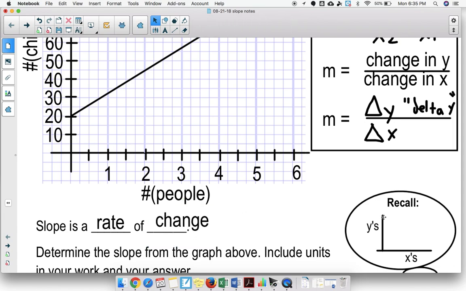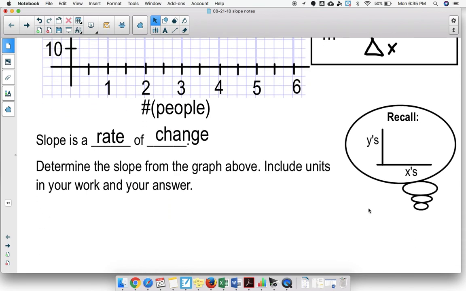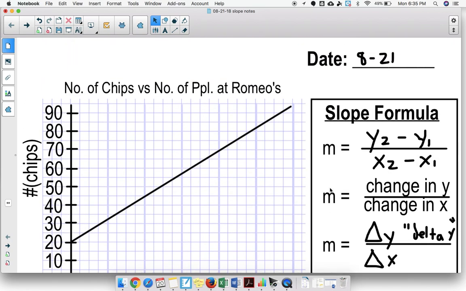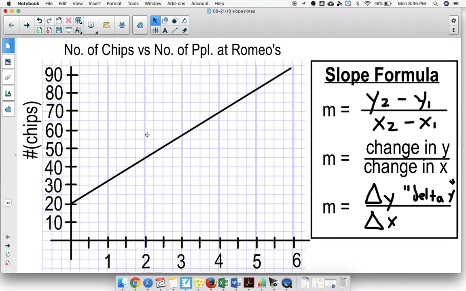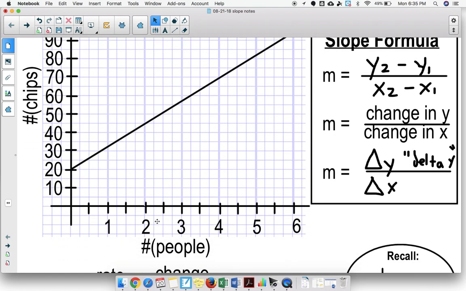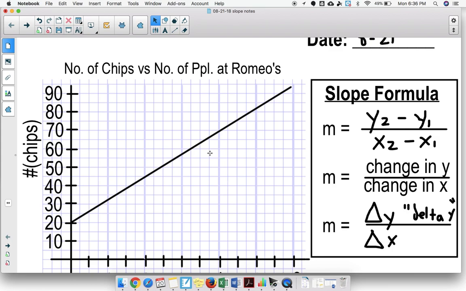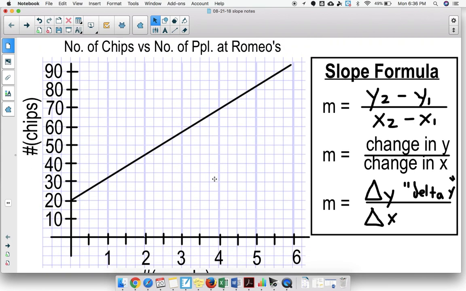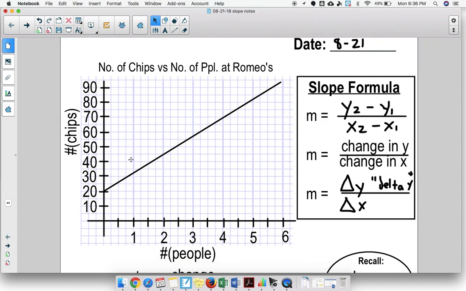I also put another visual off to the side to recall that the y values on our ordered pairs are vertical and the x values are horizontal. And then when we write our ordered pairs, we'll always write x comma y. Okay, so if we look at this graph here, it kind of tells a story. The story this one is telling is that as more people show up at your table at Romeo's, I wish it worked this way. Wouldn't it be awesome? As more people show up at your table at Romeo's, this graph is saying that you will get more chips in the basket.